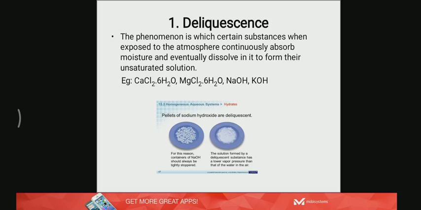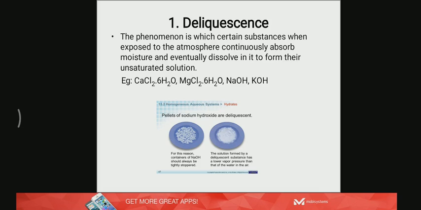So deliquescence is the phenomenon in which a substance, when exposed to the atmosphere, continuously absorbs moisture and eventually dissolves in it to form an unsaturated solution. Examples are some chlorides like calcium chloride, magnesium chloride, hydroxides like NaOH, KOH, nitrates like copper nitrate, sodium nitrate, etc. These are all deliquescent. Now let's understand the principle behind this.